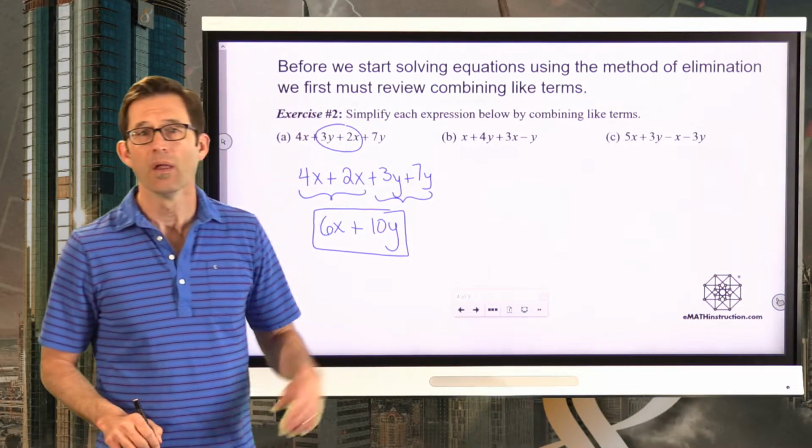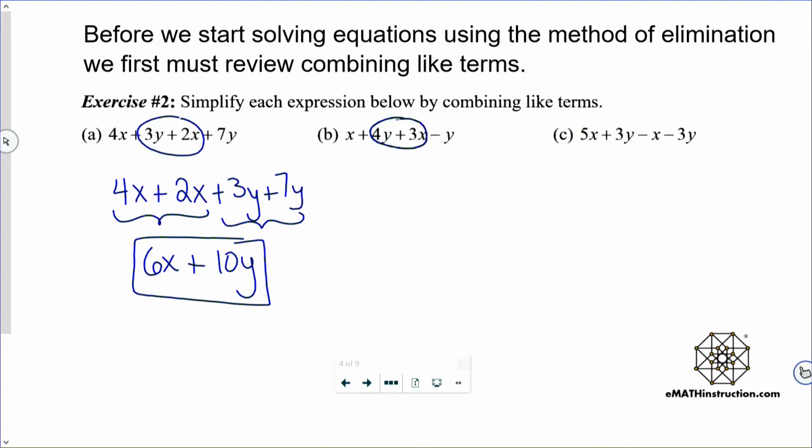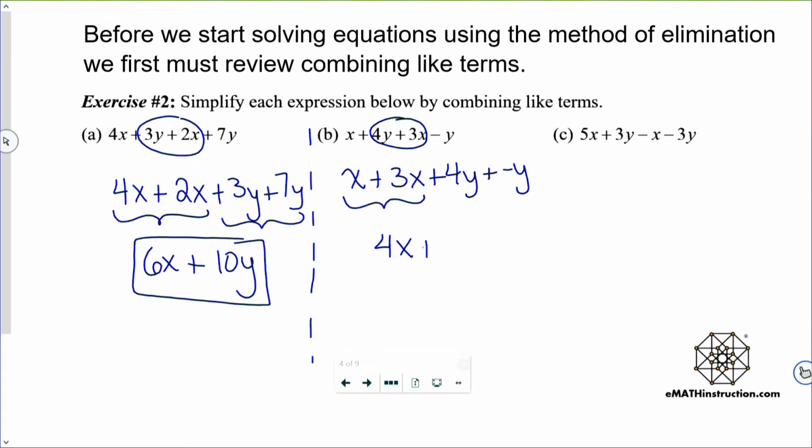Easy, easy. Let's take a look at letter B. Here again, I could flip-flop the 4y and the 3x, and I could get x plus 3x plus 4y. And if you want to think about it as plus negative y, that's okay too. x plus 3x would be 4x, and 4y plus negative y would be 3y.